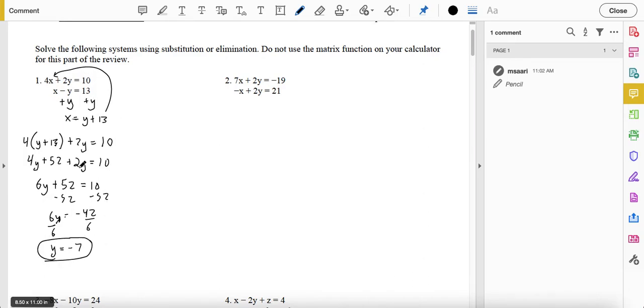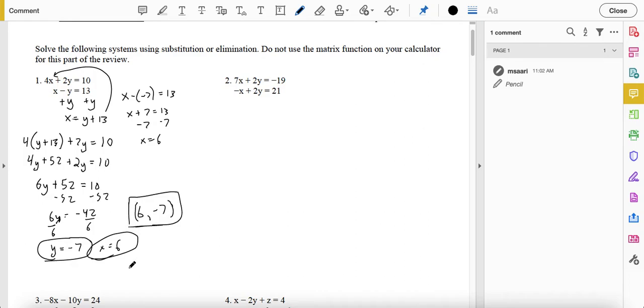And then to solve for x, all I have to do is plug it back into whichever of my equations makes sense. So I'm going to plug it into the second one. x minus negative 7 equals 13. So it's x plus 7 equals 13. Subtract 7 from each side, we get x equals 6. So you can either leave your answer like that, or write it as this ordered pair, 6 comma negative 7. Either one of those is a perfectly acceptable answer. All right, that's number 1.